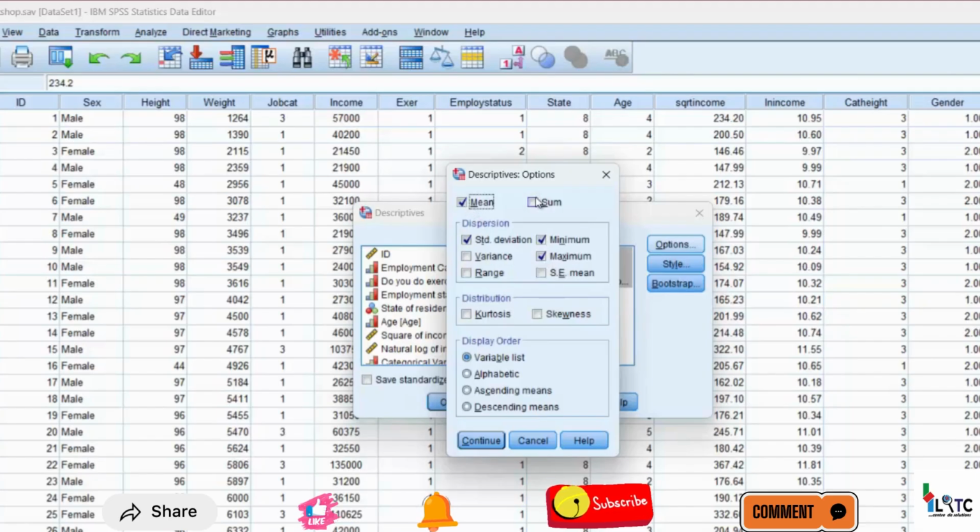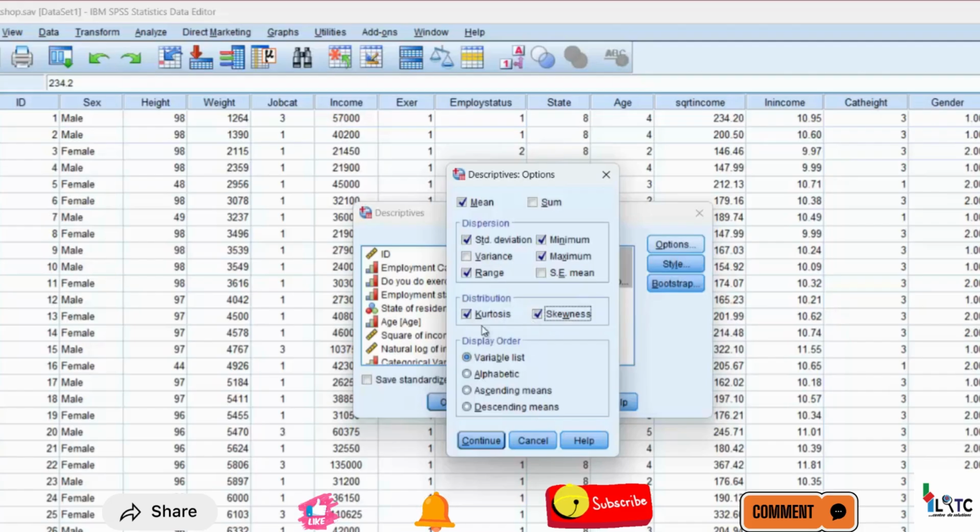Here is mean. Sum is not selected, and we don't need it, so we are not going to select it. You may want to select range. That is the difference between the minimum and the max. You may want to select that. Variance, we don't need this. We have standard deviation already. Kurtosis and skewness, this is for distribution. If you want to report it in your analysis, you can just select it.